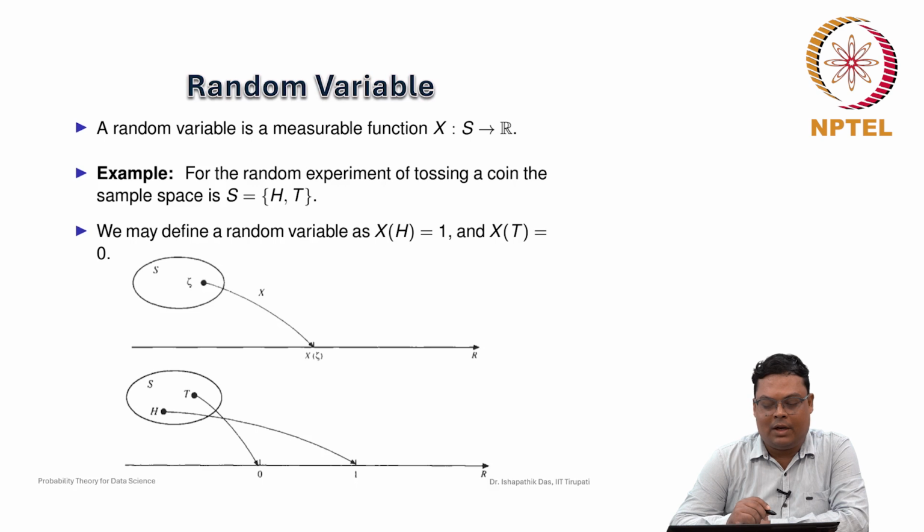Now we will learn random variable. Random variable is a measurable function from sample space S to real number R. To understand the measurable function, we need to know the sigma field. So, let us record the sigma field.